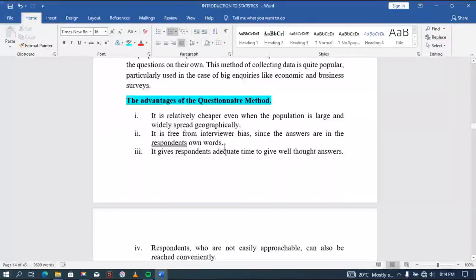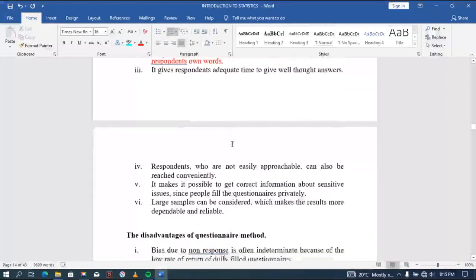Then another advantage is that it is free from interviewer bias, since the answers are in the respondent's own words. So you find that the information collected is most likely to be free from bias. Then it also gives adequate time to respondents to think through their answers. Since the questionnaires are given to them for a specific period of time, they have enough time to think through before they give the answers. So meaning that chances of getting the right information are high.